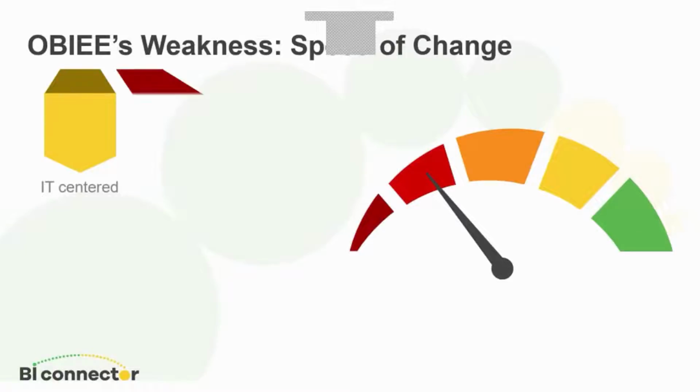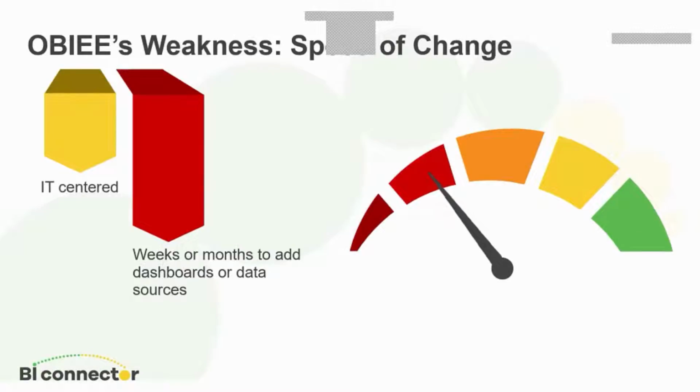Now, let's look at OBIEE's weakness, where it fails in the self-service area. The biggest challenge is the speed of change. In an OBIEE environment, the development process is very IT-centered. It's dependent on IT; a huge workload falls on IT's shoulders. Because of rapidly changing requirements translating into new requirements for IT, it takes weeks and months to add dashboards and data sources in an OBIEE environment. This becomes a big challenge for users who want ready access to the data.